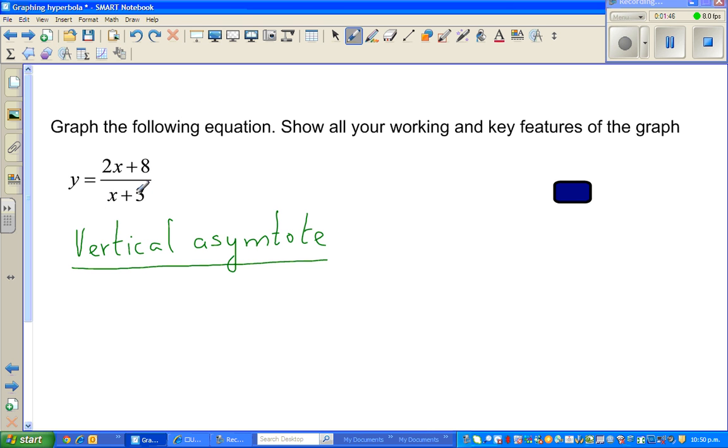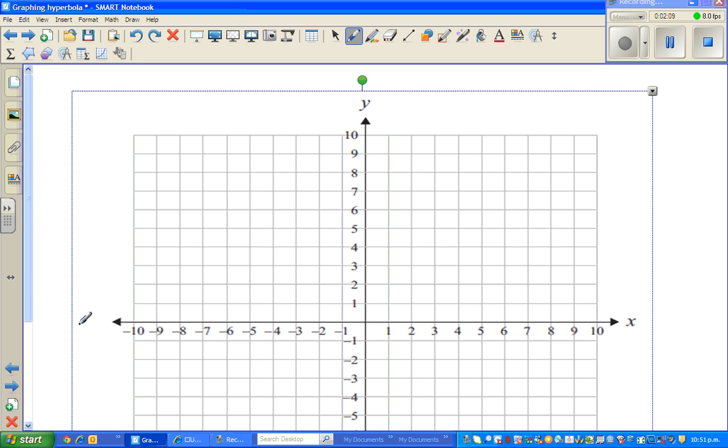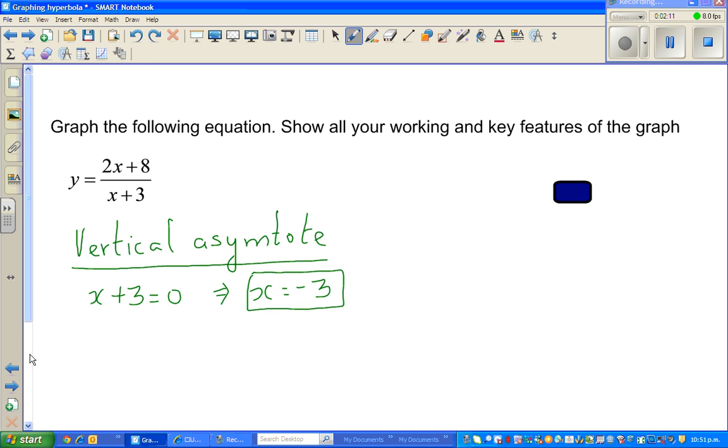So for which value of x would this become zero? I'm asking the question, when would x+3 become zero? Okay, so that's very easy. This means x has to be -3. So when x is -3, your function is not defined. So your vertical asymptote is x is equal to -3.